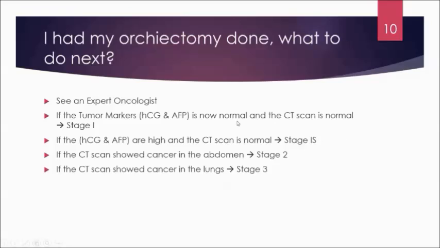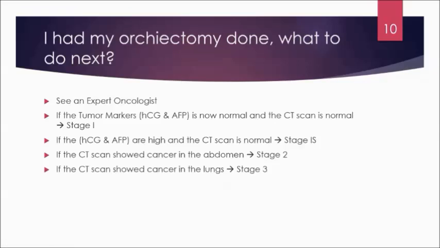And if they are back to normal after orchiectomy and the CT scan is normal, so this is stage 1 testis cancer. If the tumor markers are still high, or they did not go back down to normal even after a few weeks of removing the testicle, but the CT scan is normal, we call that stage 1S, as I mentioned before. And I will talk about the treatment option in the next lecture, which is going to be part 2.